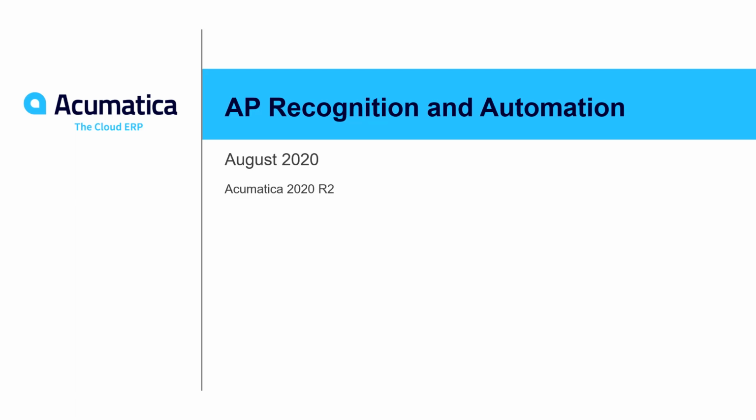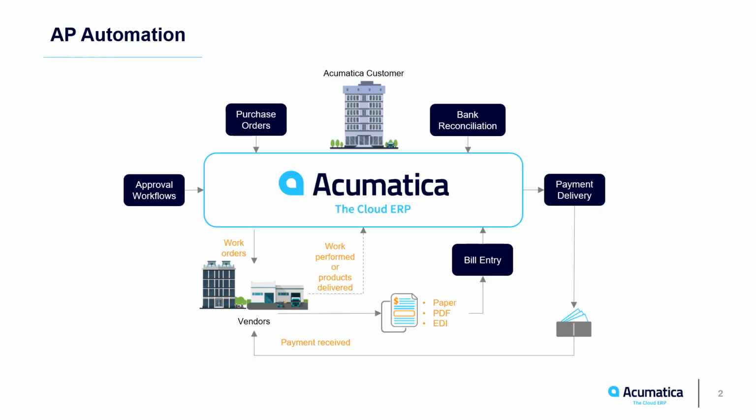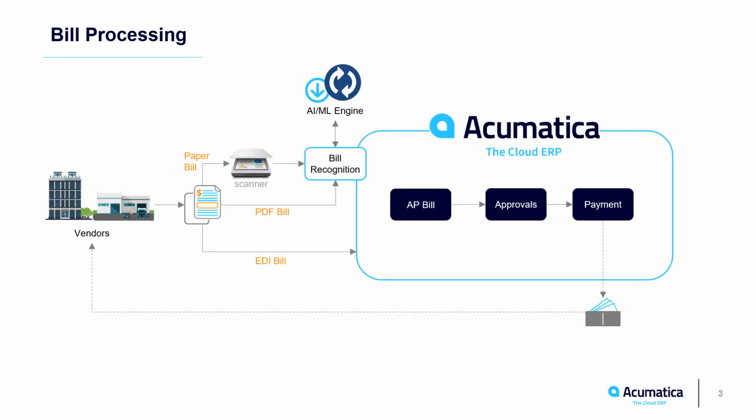Acumatica announced Payable Recognition and Automation. Acumatica lowers the cost of paying vendor bills by automating the bill entry process. This is one part of the AP automation process. Vendors can send bills by attaching them to an email, sending a paper copy, or transmitting them electronically.